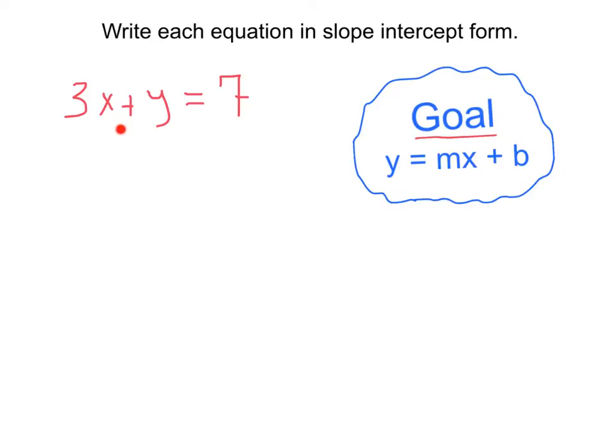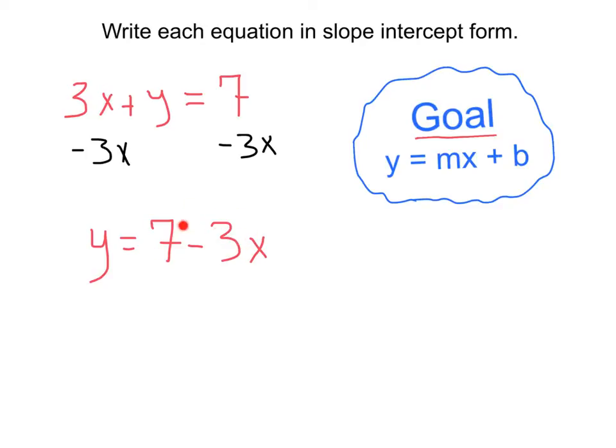Here we've got 3x plus y equals 7. Again, we don't want this 3x next to the y. We want that y all by itself on one side. To get rid of that 3x, let's subtract it from each side of the equation. That's going to leave us with y equals 7 minus 3x. All right, we're almost there. We want y equals mx plus b. It looks like we've got y equals b plus mx.